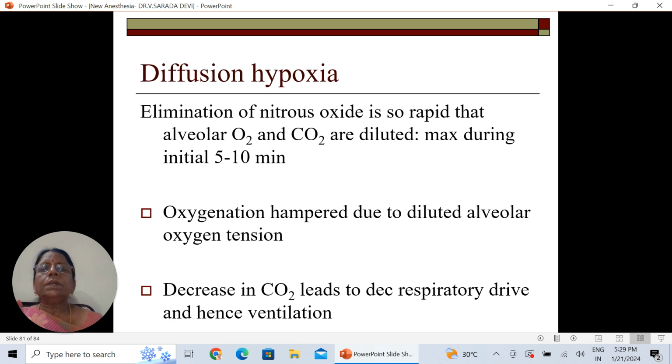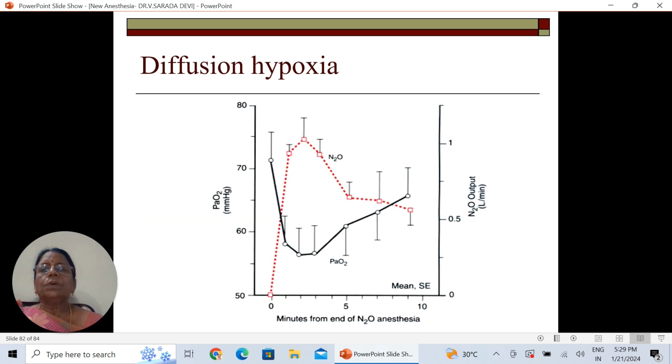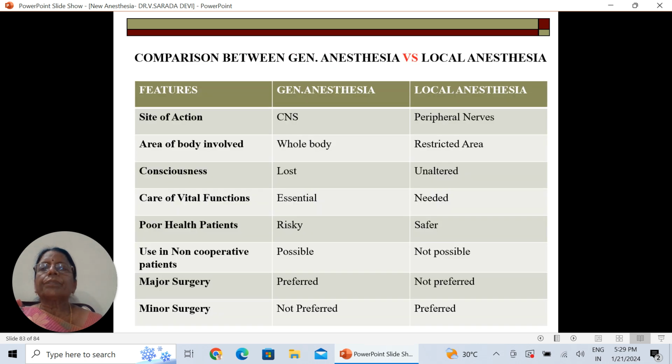Elimination of nitrous oxide is so rapid that alveolar oxygen and carbon dioxide are diluted, maximally during the initial 5 to 10 minutes. So oxygenation is hampered due to diluted alveolar oxygen tension. A decrease in carbon dioxide leads to decreased respiratory rate and hence ventilation. So this is diffusion hypoxia. Diffusion hypoxia shows up minutes after the end of nitrous oxide anesthesia.